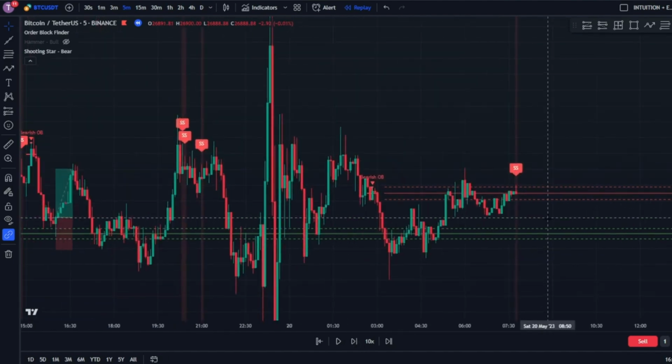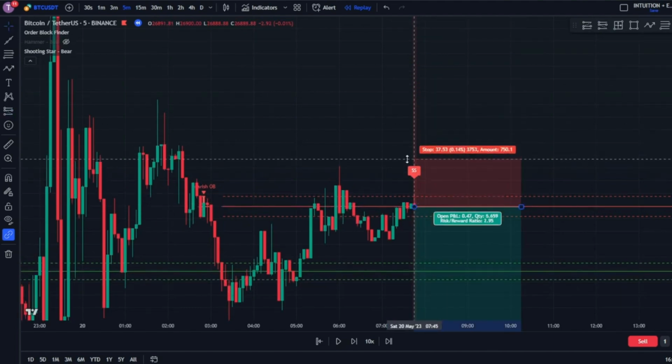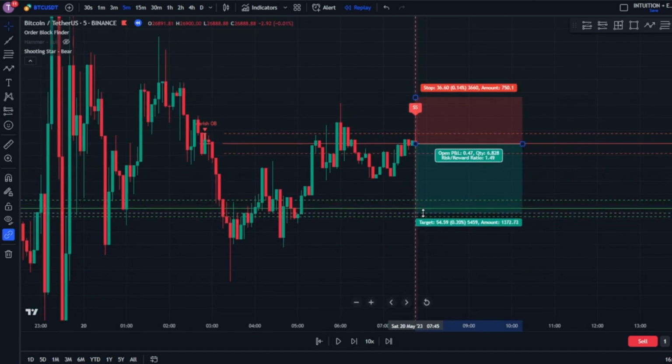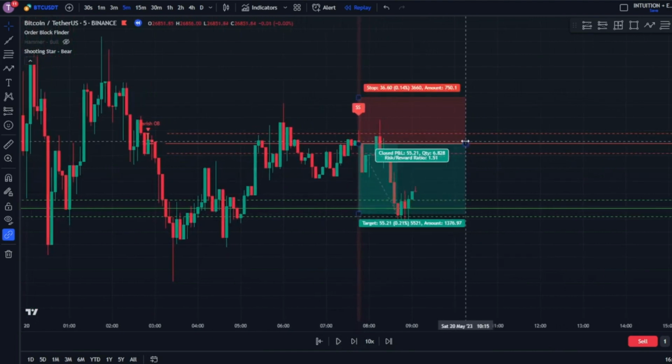Okay, now we have this signal right here. You can see that the candle closed and it became a shooting star. So you want to enter there. Put the stop loss above the swing high, and the 1.5 take profit is still on. And that is another win right there.